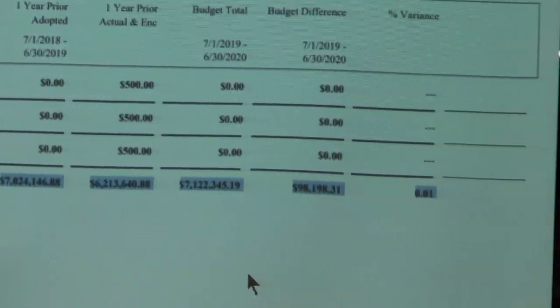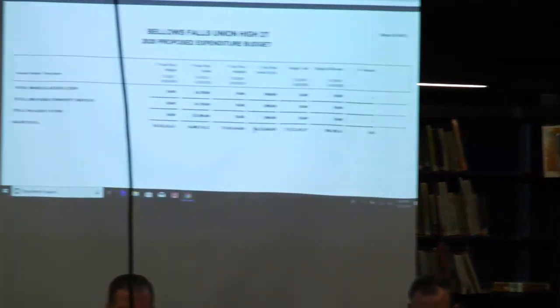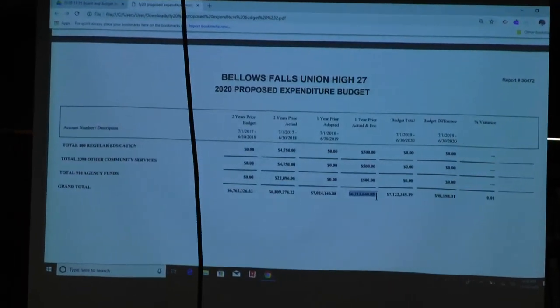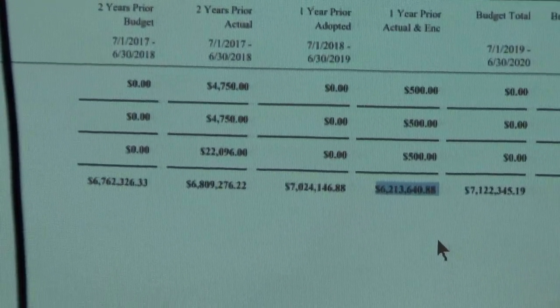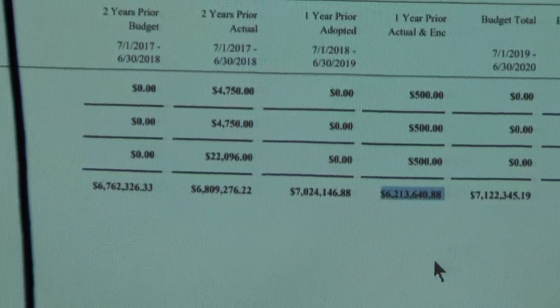Don? I did want to ask about the four figures over from the right on the bottom line. You have $6,200,000 some odd dollars. Was that reflected in the fact that $1 million in special ed costs were assumed by the supervisory union? No. You have to realize that's the budget we are currently spending from. It's really misleading where it says two years prior and one year prior.